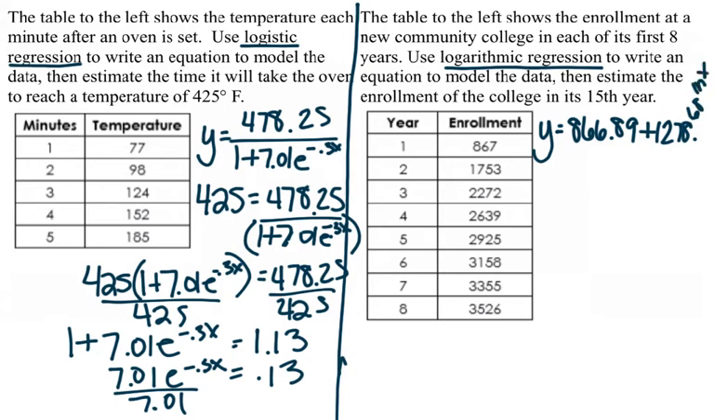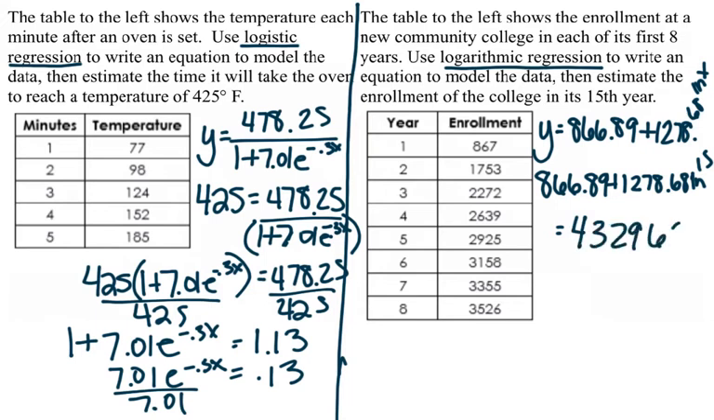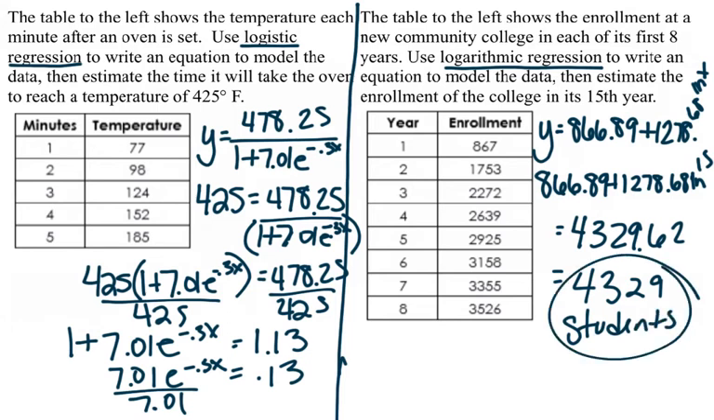Ew, I'm running out of room. Okay. And then I'm going to estimate it in its 15th year. X represents year. So I'm just typing this into my calculator. Natural log 15. And I get 4,329.62. We kind of don't want a mangled student, so let's just say 4,329 students. Okay.